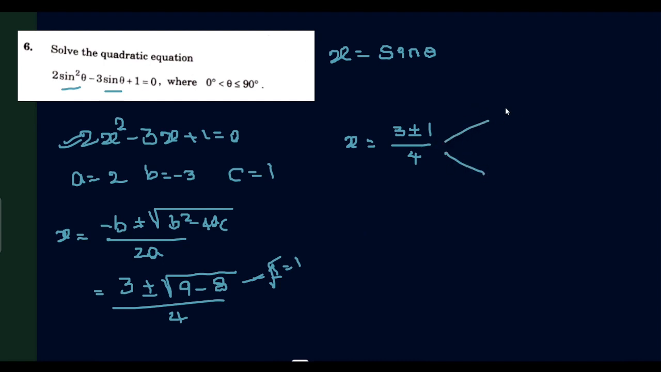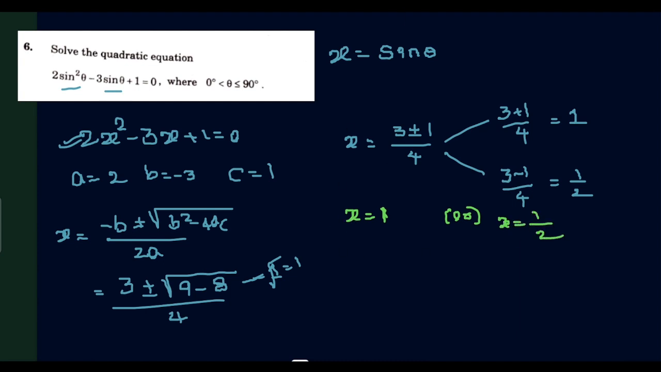So first I am considering 3 plus 1 by 4 and 3 minus 1 by 4. Okay, let's see what happens. Here if it is 3 plus 1, then it is 1. And if it is 3 minus 1, then it is 1 by 2, right? And here, what are the x values? First, x is equal to 1, and since it is a quadratic expression, we have two values, and x is equal to 1 by 2, right?